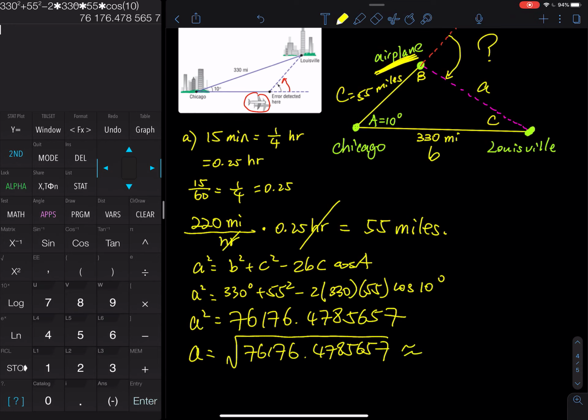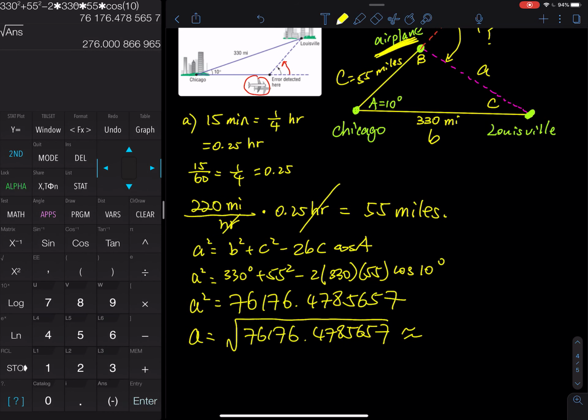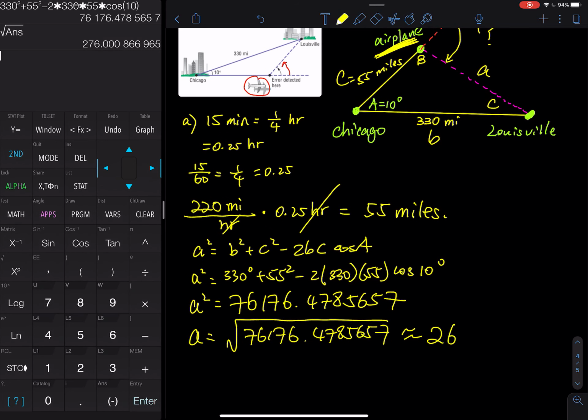I know you don't want to type this long number again, so I'm going to type second, the square key to get the square root, and then this is my previous answer, right? I am going to type second, enter. Oh no, actually that is not right. Second, and then you type the negative symbol, the square root of the previous answer. So this one gives you around 276 miles.